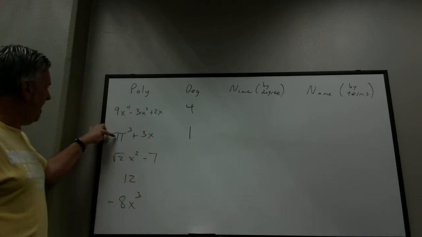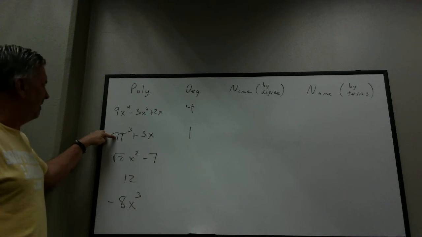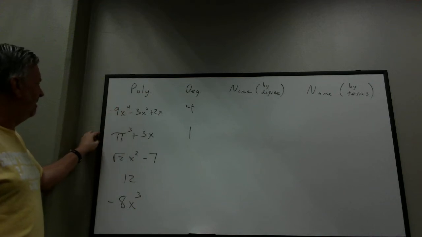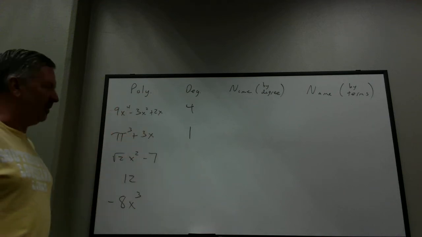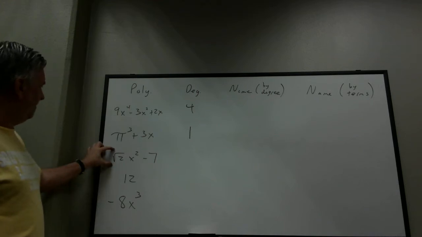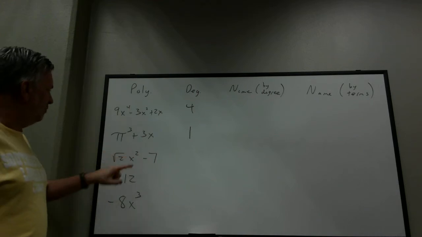The 3 is on a pi. Pi is not a variable. Pi is a number. Okay, so that doesn't count, right? It's only the powers on the variables. What's the degree of this one? 2.